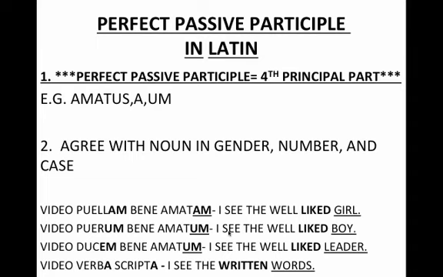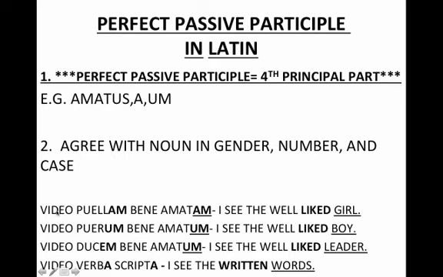Okay, to form the perfect passive participle in Latin, all you're going to do, take the fourth principal part. So for example, amatus, a, um, and that's it. The perfect passive participle is the same exact thing as the fourth principal part. The only trick is that you need to make the perfect passive participle, like any adjective, just agree with the noun that it describes in gender, number, and case.